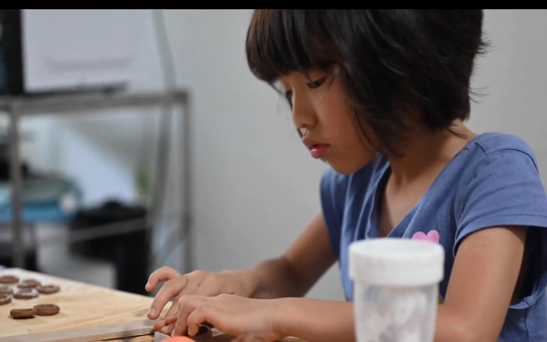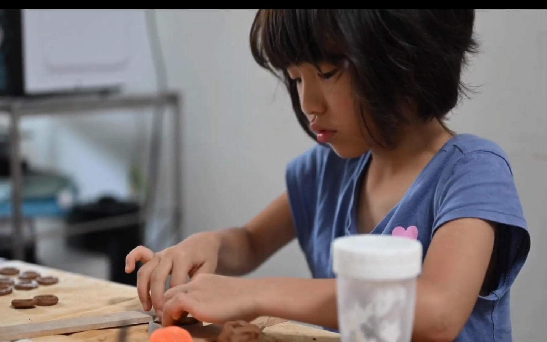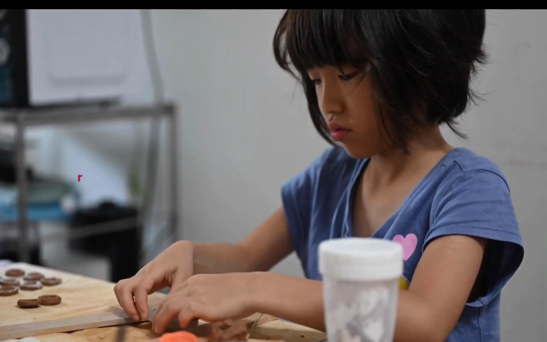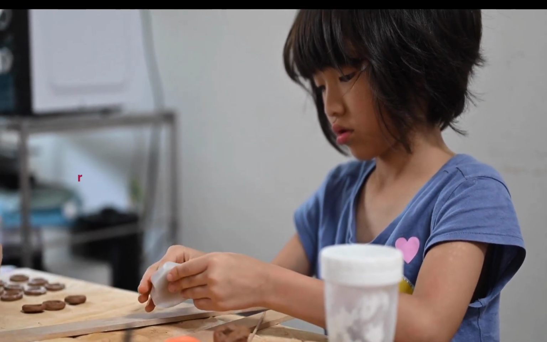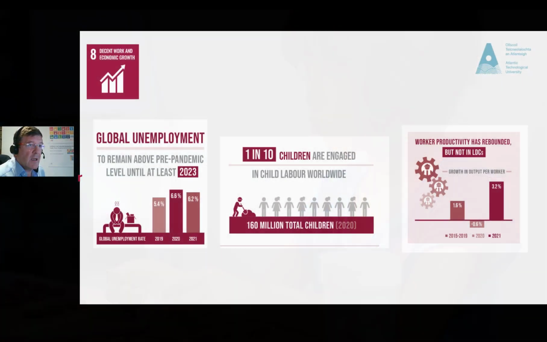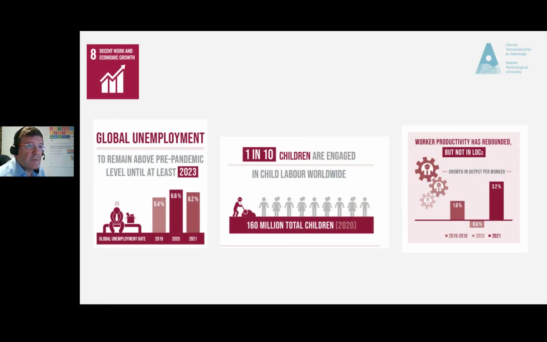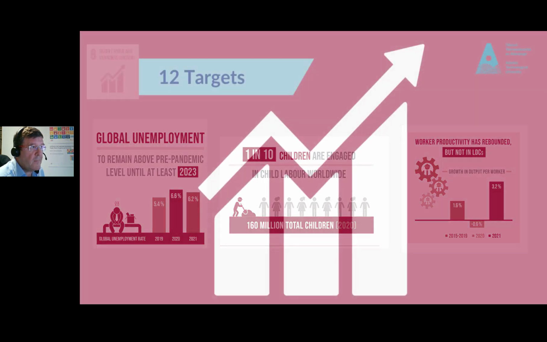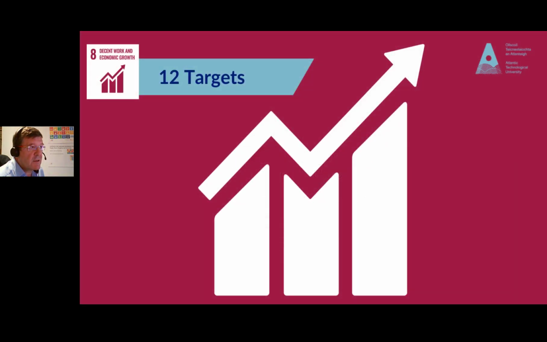Shockingly, 1 in 10 children are engaged in child labour worldwide. That's 160 million children estimated to be in 2020. And while worker productivity has rebounded, that has not happened in least developed countries. So there's some very significant challenges here. There are 12 targets in SDG 8. So let's have a look at them.